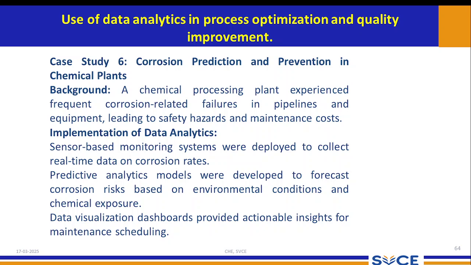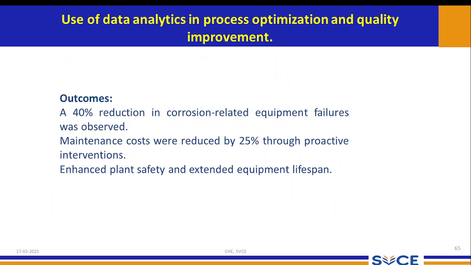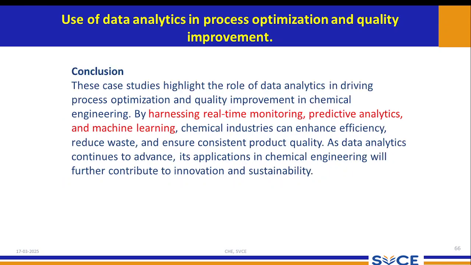Sensor-based monitoring systems were deployed to collect real-time data on the corrosion rate. Predictive analysis models were developed to forecast corrosion rates based on environmental conditions. Data visualization dashboards provide actionable insight for maintenance scheduling. The outcome was a 40% reduction in corrosion-related equipment failures. Maintenance costs were reduced by 25% through proactive interventions, enhancing plant safety and extending equipment lifespan.